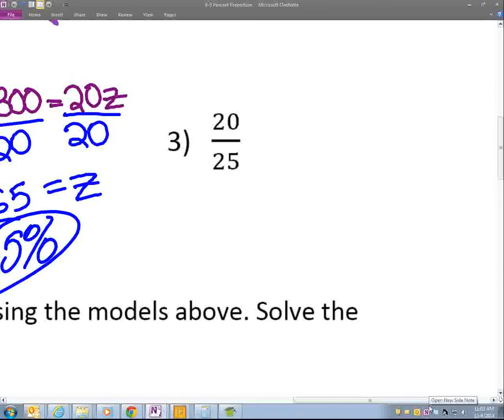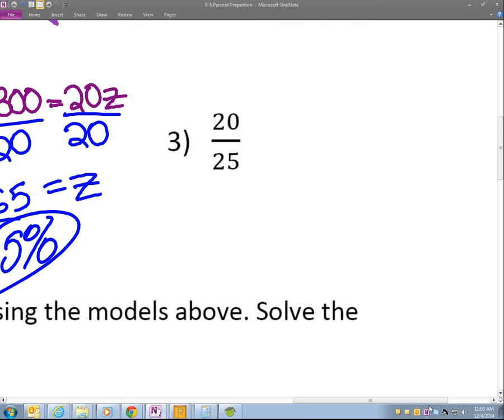Same situation here. This one is super easy. Do you already know what it is? It's already 80%. Let's prove it. You know that it's 80%. 25 times 4 is 100. 20 times 4 is 100. That's the mathematicians in you. What? Did I say 100? No, I meant 20 times 4 is 80%. That's the mathematicians in you.